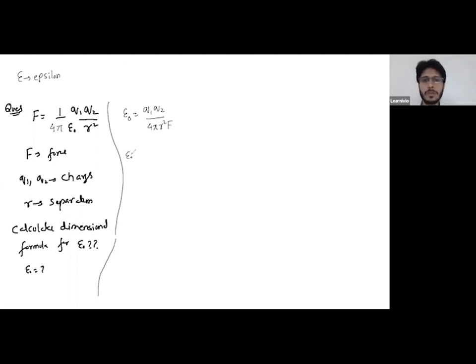Now we substitute the dimensional formula. Q1, Q2 are charges, so charges are simply A1 T1. Q2 is again charge. 4 and pi are just numbers, so they are dimensionless. R is length, that's L1 square. F is force, M1 L1 T minus 2. So the combined is A square T square.